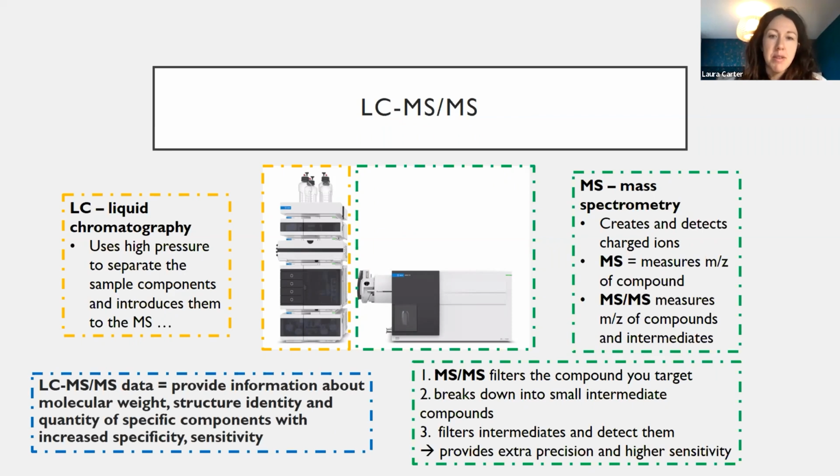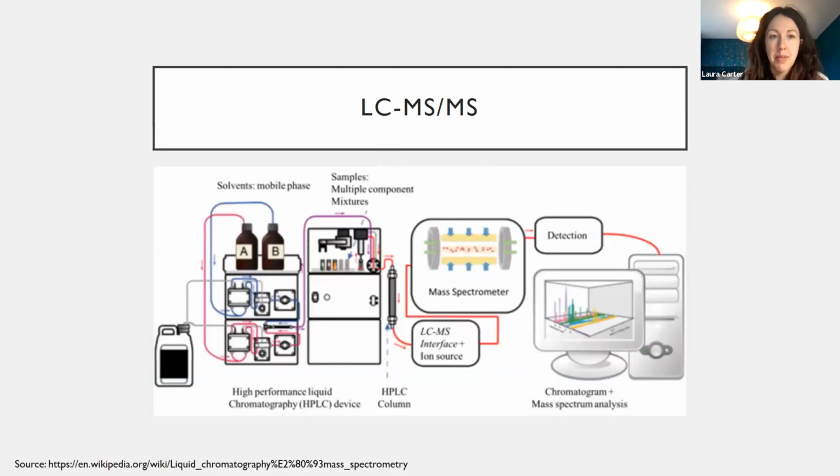Tandem mass spectrometry, or MSMS, typically uses something called a triple quadrupole mass spectrometer. This is what you would quite often see when you're reading papers to do with the quantification of pharmaceuticals in the environment. So in the next couple of slides, I'm going to go into more detail about this.